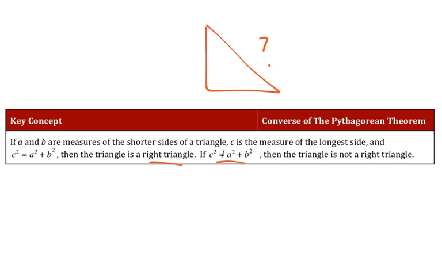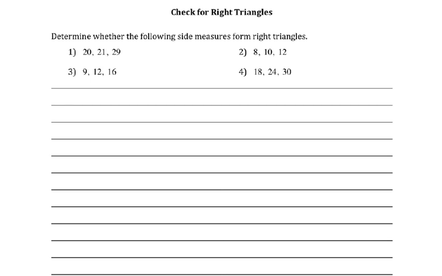If they are not equal, then it is not a right triangle. And you can't get any more specific than that, and that's fine. It doesn't tell you if it's obtuse or scalene or things like that. So check for right triangles.